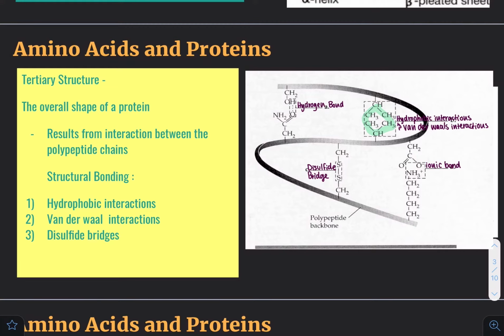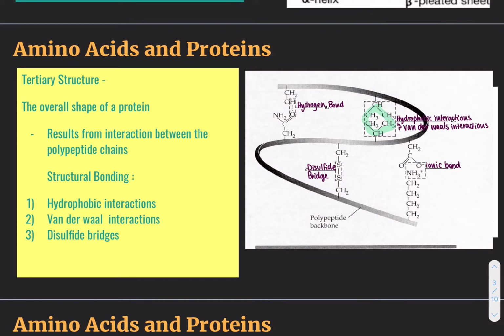And in case you need help figuring out how to identify it, it's just going to be anything that has just carbons and just hydrogens. That is a very, very easy way to tell whether something is hydrophobic.